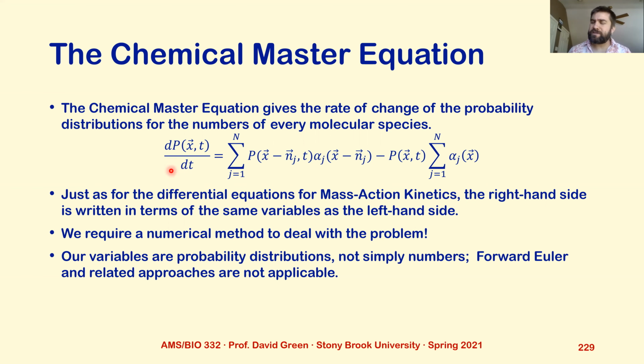Here, our variables are actually probability distributions, they're curves. So Forward-Euler and those related approaches simply don't apply to this particular class of problem. Maybe there are ways that they could be extended, but it seems like it might be rather difficult.